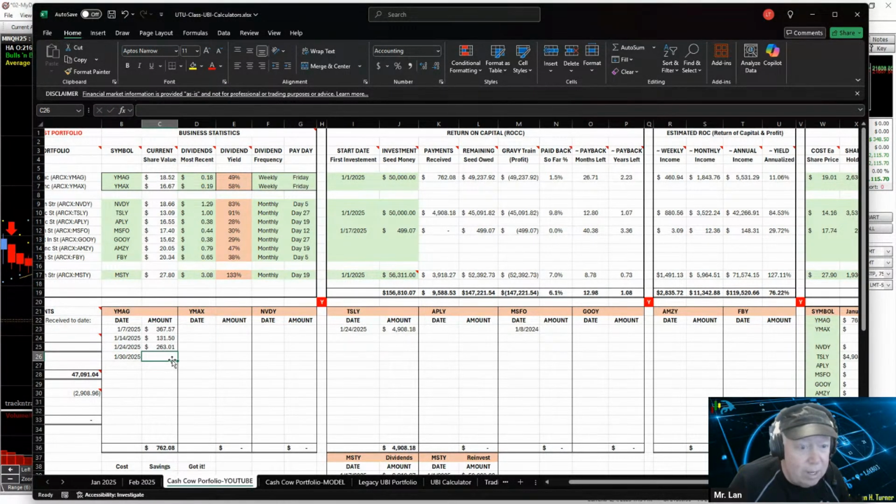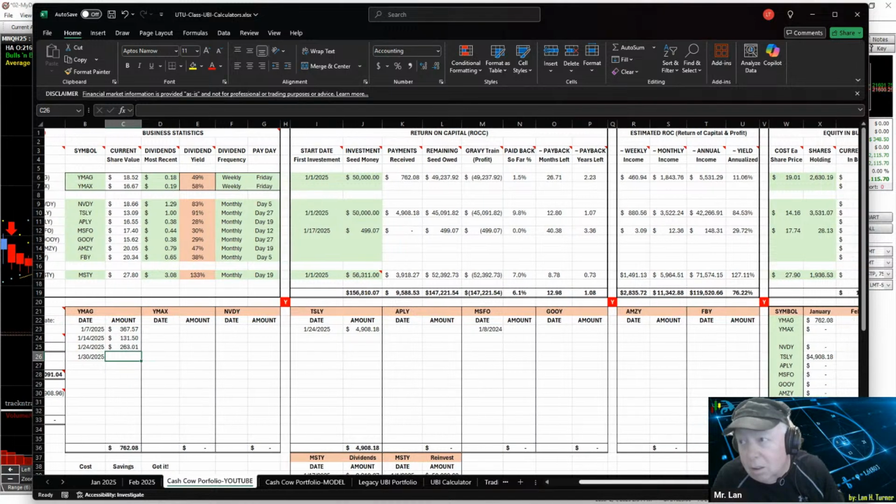And we made 19 cents. How many shares do we have on YMAG? We have $2,630.19, or 19 shares, holding 0.19 times.